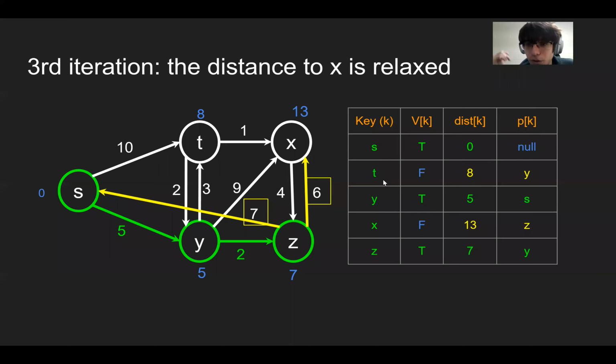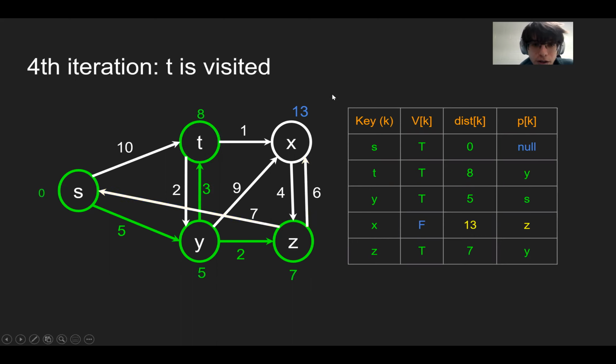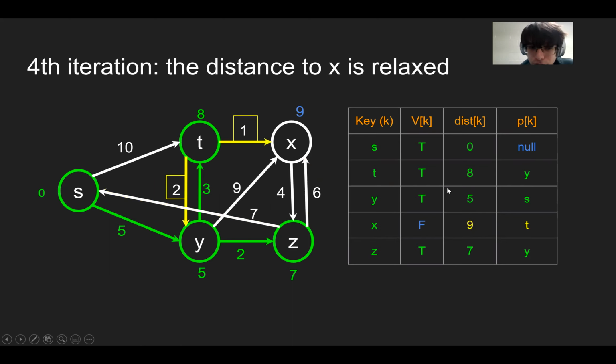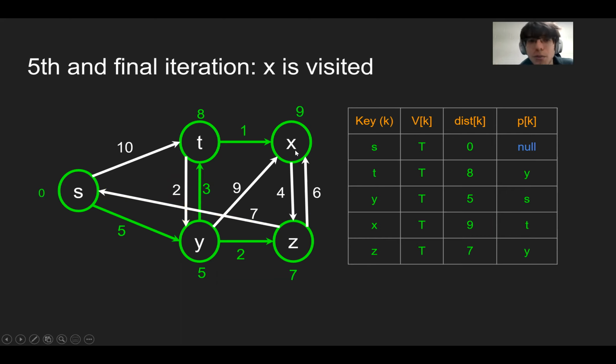So what's our next step? We choose, among the ones that have not been visited so far, the smallest distance. Okay, so we choose the smallest distance, and that's 8, right? And that's T, which is distance 8. So that becomes part of our solution, and its predecessor is Y. And then we relax its edges as well. Again, Y is visited, so we don't worry about relaxing that, but we relax X. We actually notice it makes it shorter, so X's predecessor becomes T. So now we visit X and we're done.